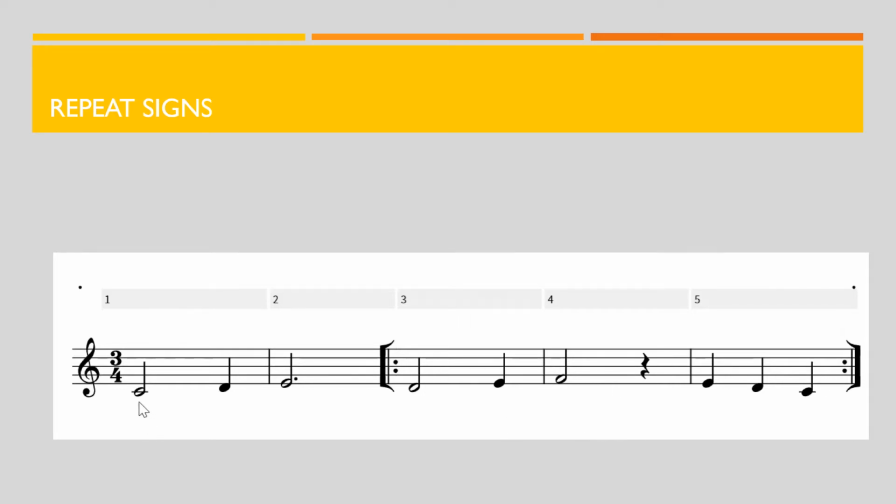So again, we would do measure 1, measure 2, measure 3, measure 4, measure 5. We repeat measure 3, 4, and 5. Listen to how it sounds.